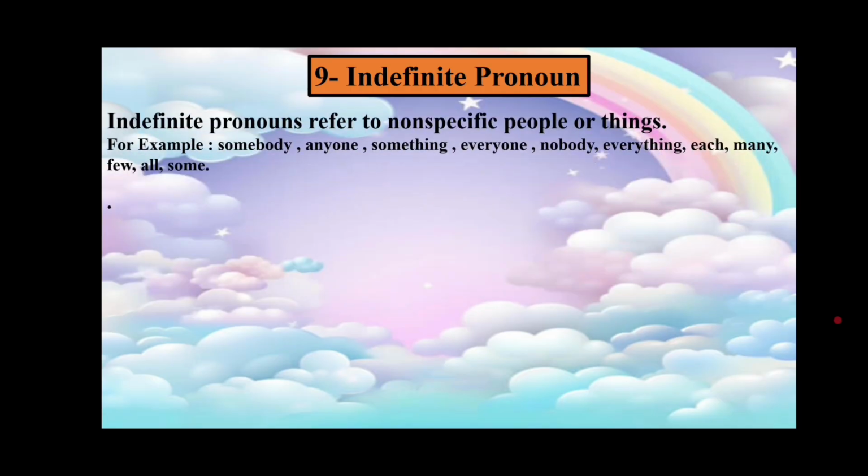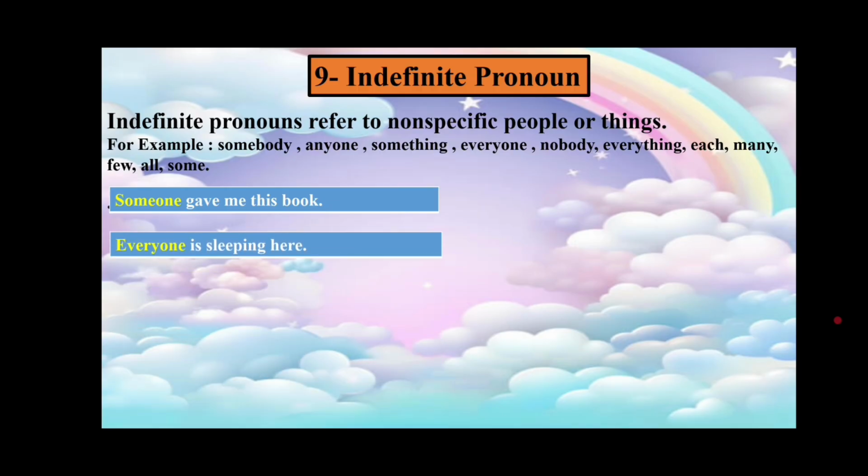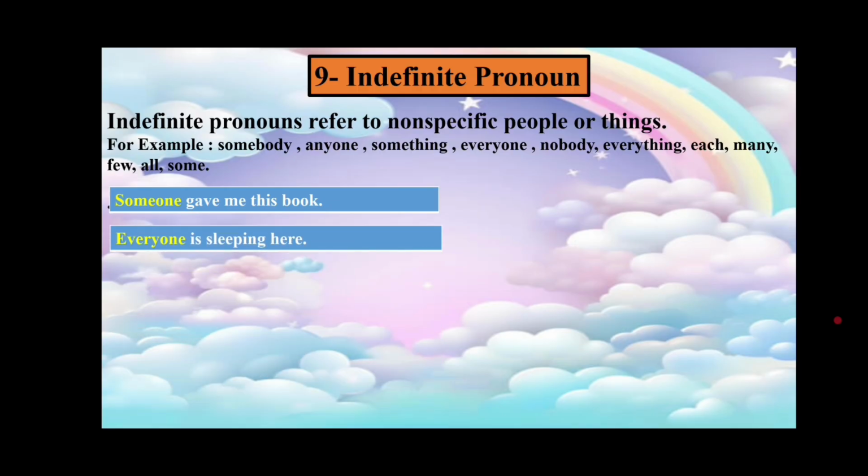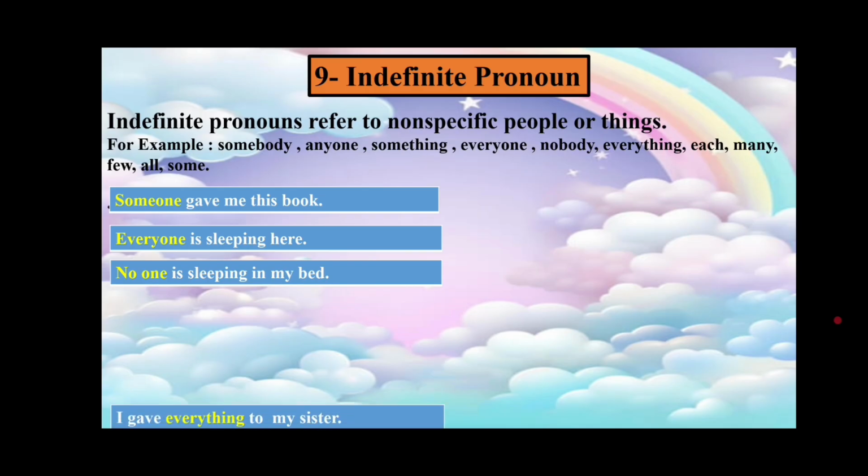Now we will learn indefinite pronoun. Indefinite pronouns refer to non-specific people or things. For example, somebody, anyone, something, everyone, nobody, everything, each, many, few, all, and some. Now we will learn through examples how do we use them. Someone gave me this book. Everyone is sleeping here. No one is sleeping in my bed.